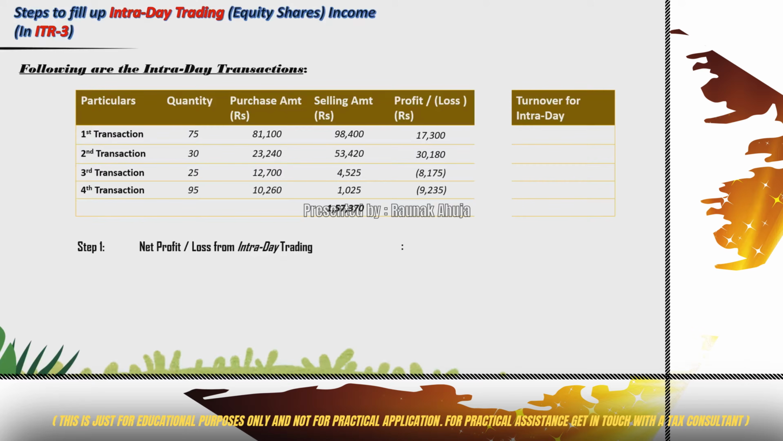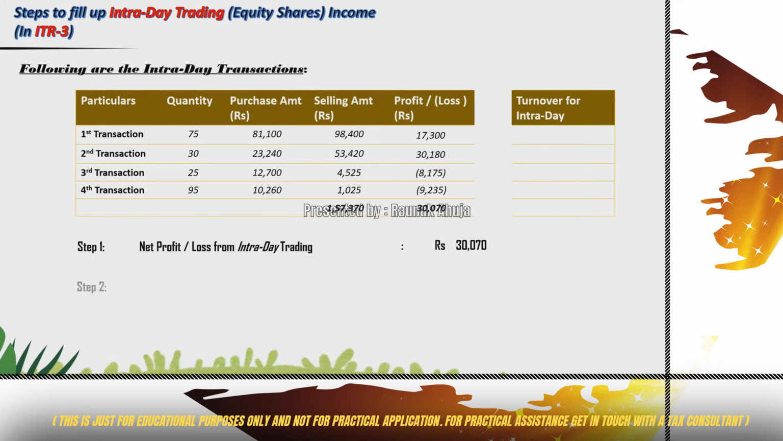Now, once we have calculated the total profit or loss from each of the transactions, we'll then calculate the entire profit or loss incurred in the intraday transactions. And that would be 30,070. So the first step has been calculated.